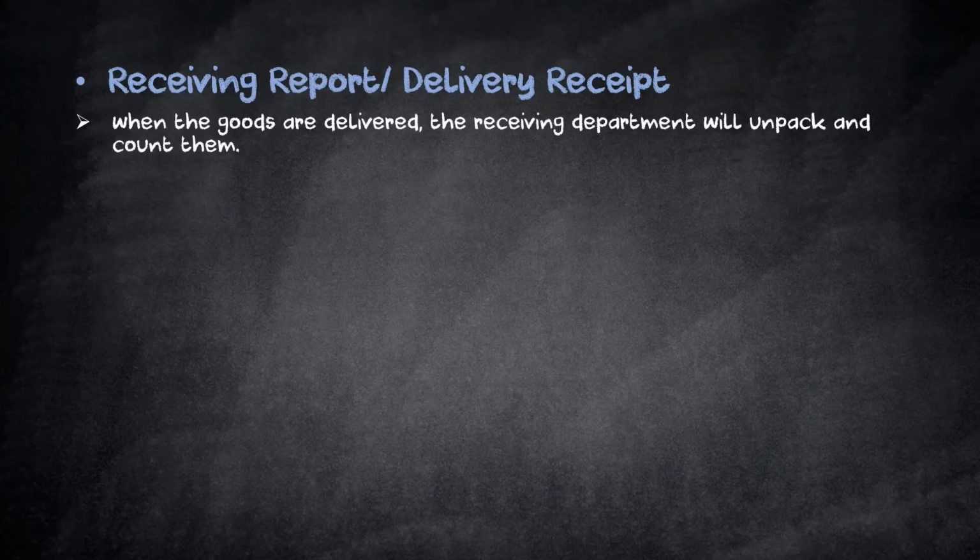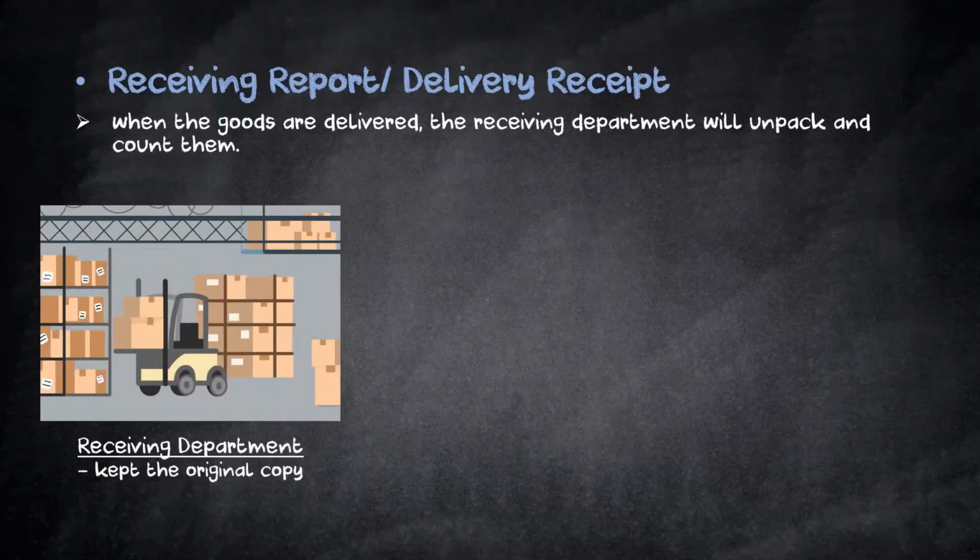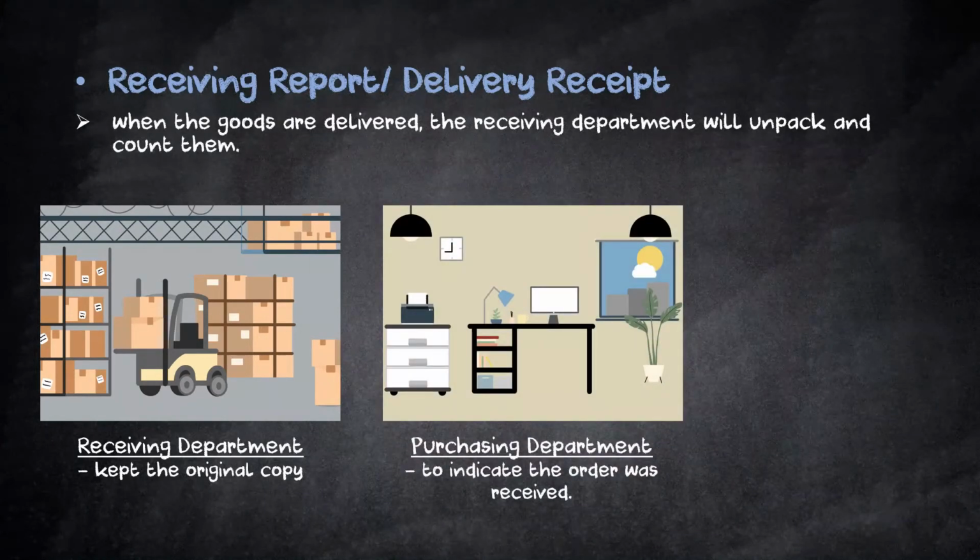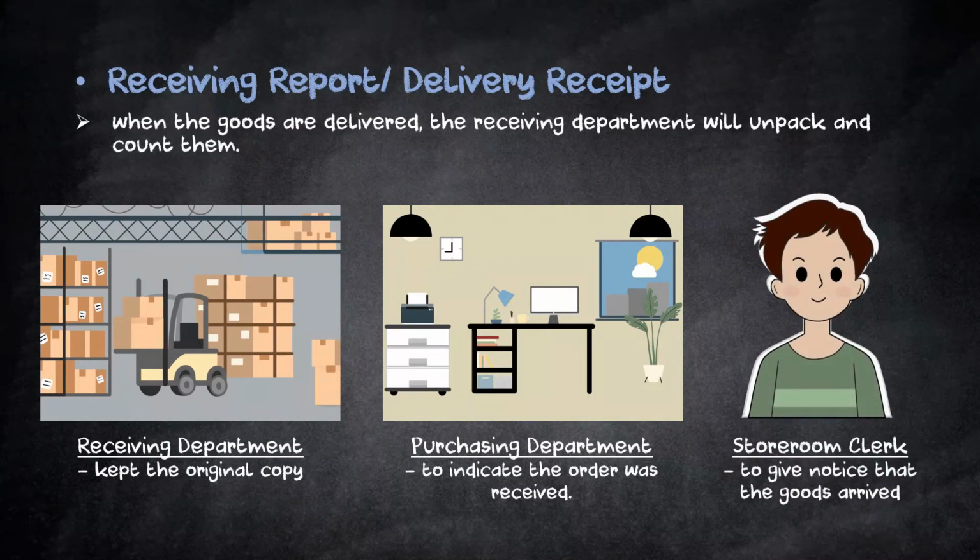Lastly, for We Bake Bread source documents, we have the receiving report or delivery receipt. So, the receiving report is the proof that when the goods are delivered, the receiving department unpacked and counted them. So, one copy should be kept by the receiving department, which is the original copy. One copy should be given to the purchasing department to indicate that the order was received. Lastly, one copy should be given to our storeroom clerk Sam to give notice that the goods already arrived.